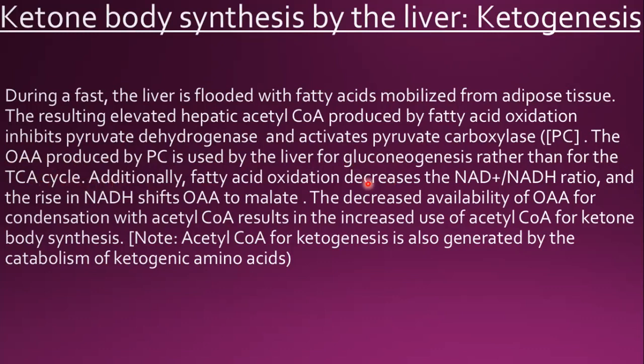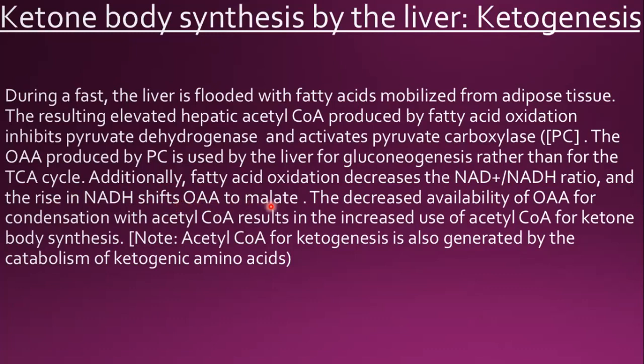Now, additionally, fatty acid oxidation decreases the ratio between NAD and NADH. How will it decrease? Because the NADH will rise, because remember, we have the second dehydrogenation step, reaction number 3 in fatty acid oxidation, the one which is NAD linked. So more NADH will be produced. When that ratio between NAD and NADH decreases, there will be a shift.